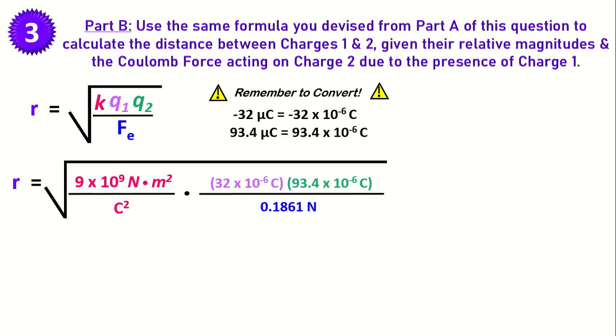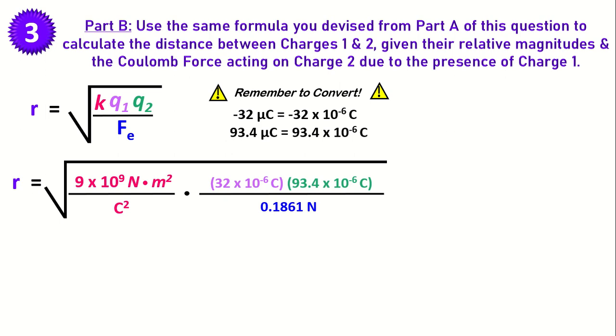So let's plug in everything we have. So we'll plug in K as 9 times 10 to the 9 newtons per meter squared divided by coulomb squared, and Q1 as 32 times 10 to the minus 6 coulombs, and Q2 as 93.4 times 10 to the minus 6 coulombs. And we'll plug in the electrostatic force as 0.1861 newtons.